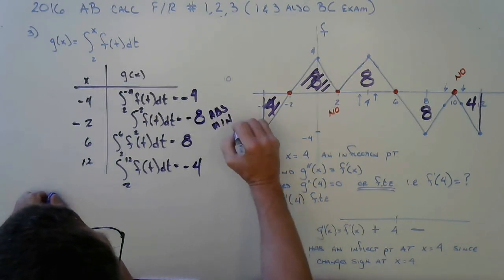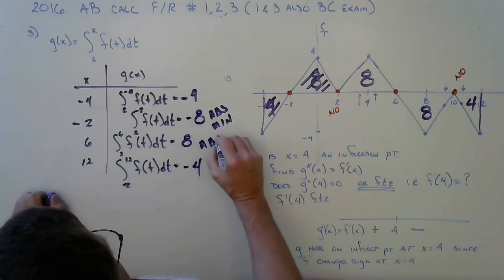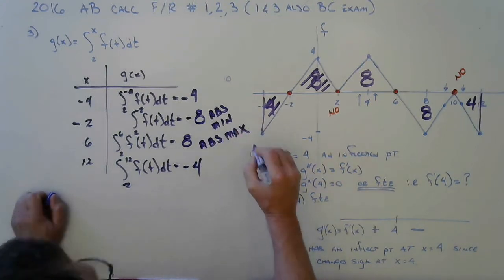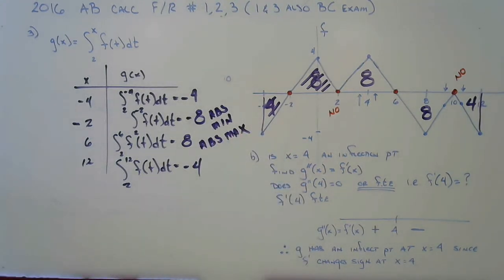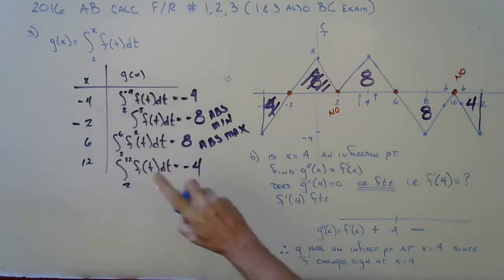So this is our absolute min, isn't it? Yeah, there it is, and this is our absolute max. So our absolute minimum is -8, and it occurs at -2. Our absolute max is 8, and it occurs at +6. Okay, +6. So that takes care of part C. Let's just go ahead and get this out of the way.